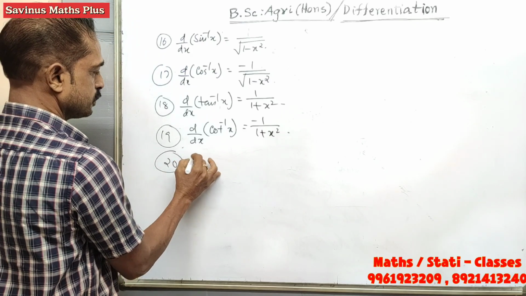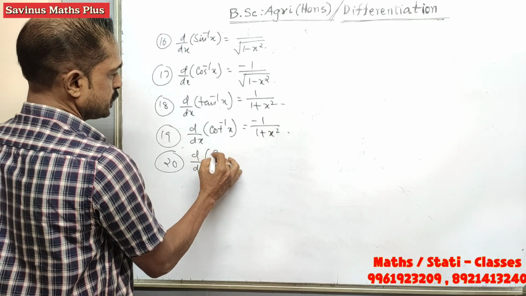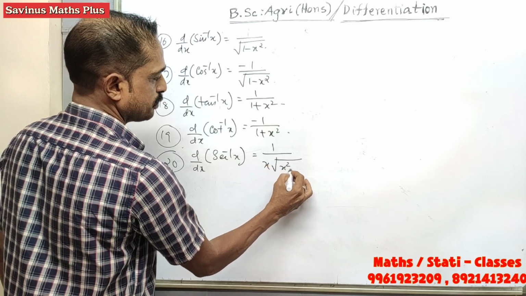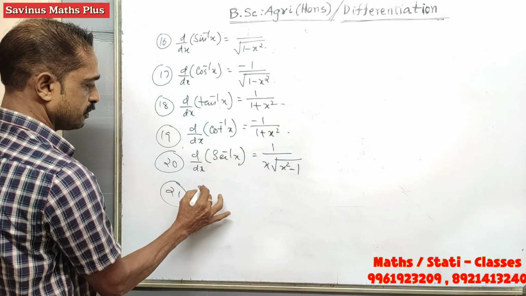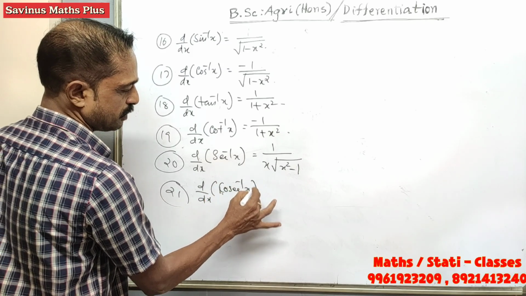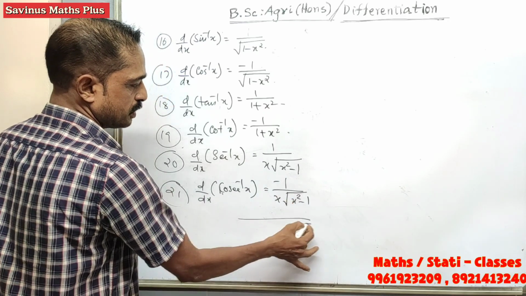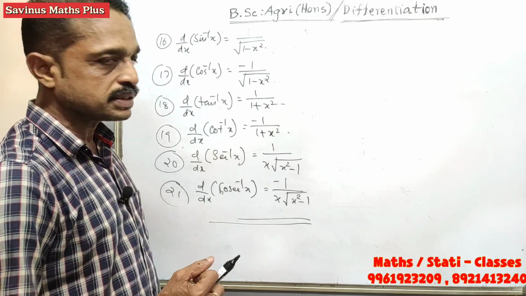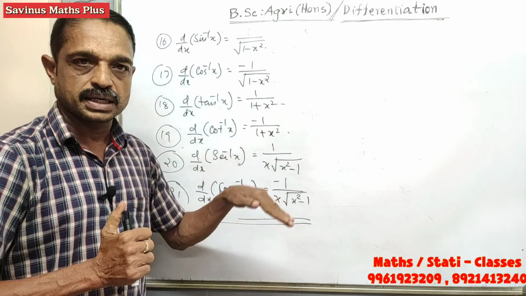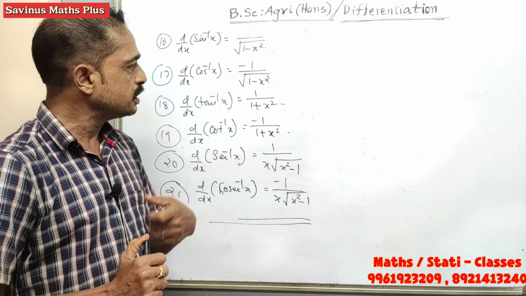d by dx of sec inverse x is 1 by x root of x square minus 1. d by dx of cosec inverse x is minus 1 by x root of x square minus 1. So these are some basic standard results of differentiation. It is better to learn all these standard results by heart. Next we will do some problems, previous year's questions based on differentiation.